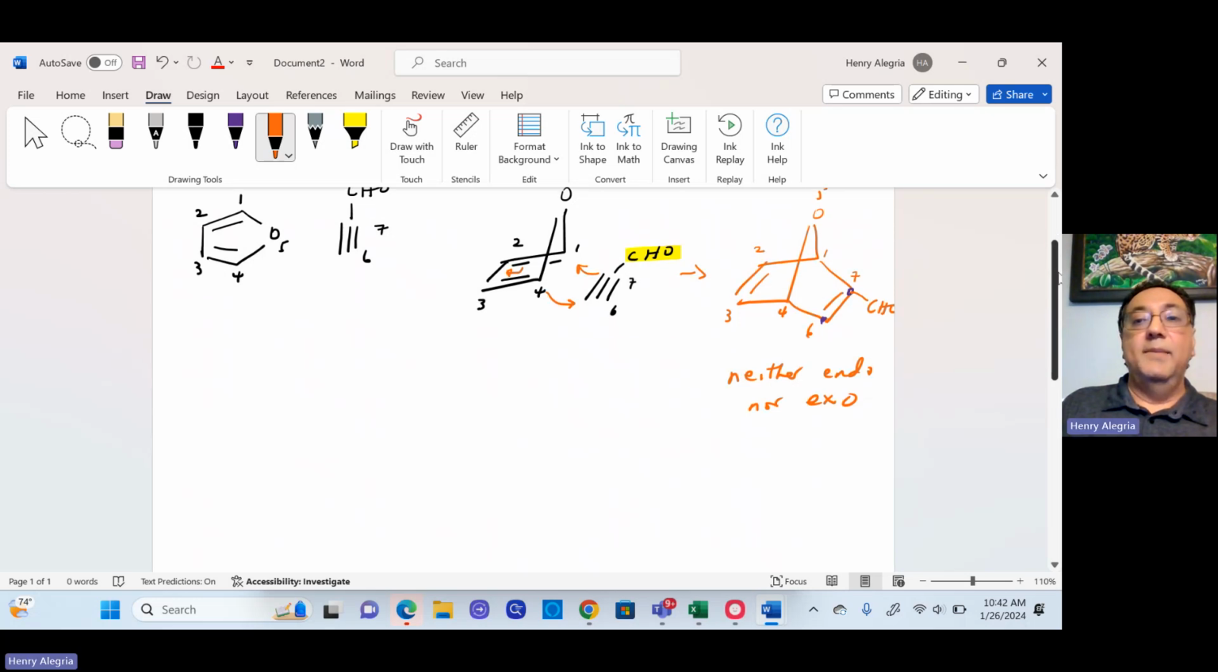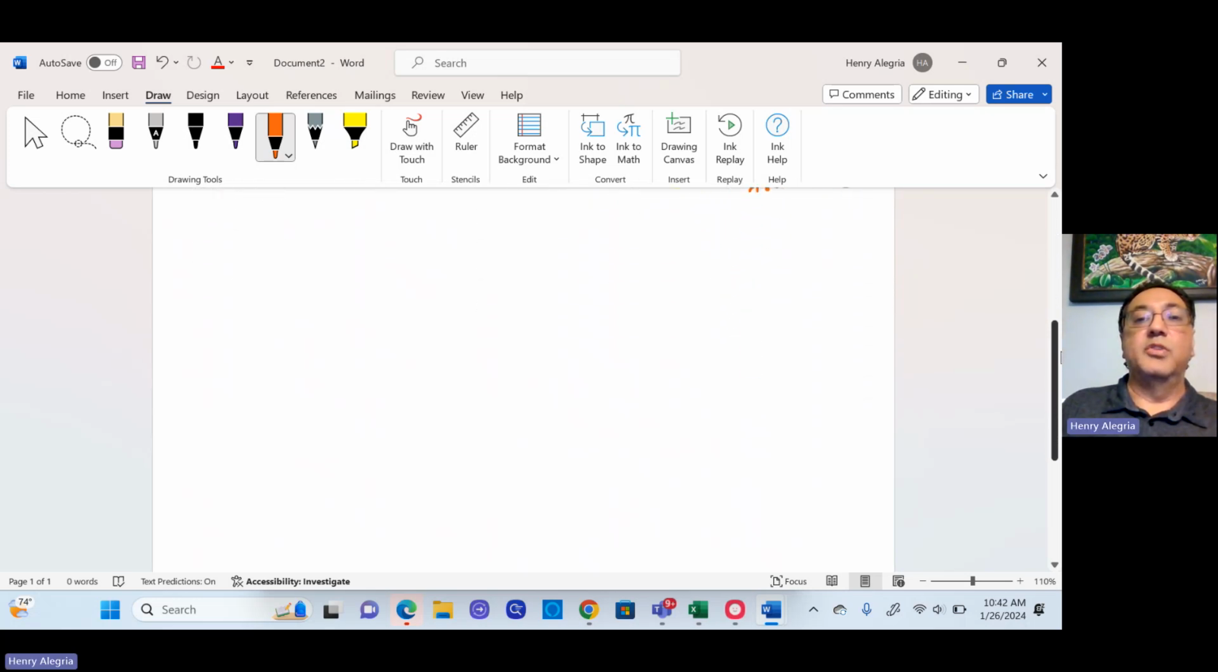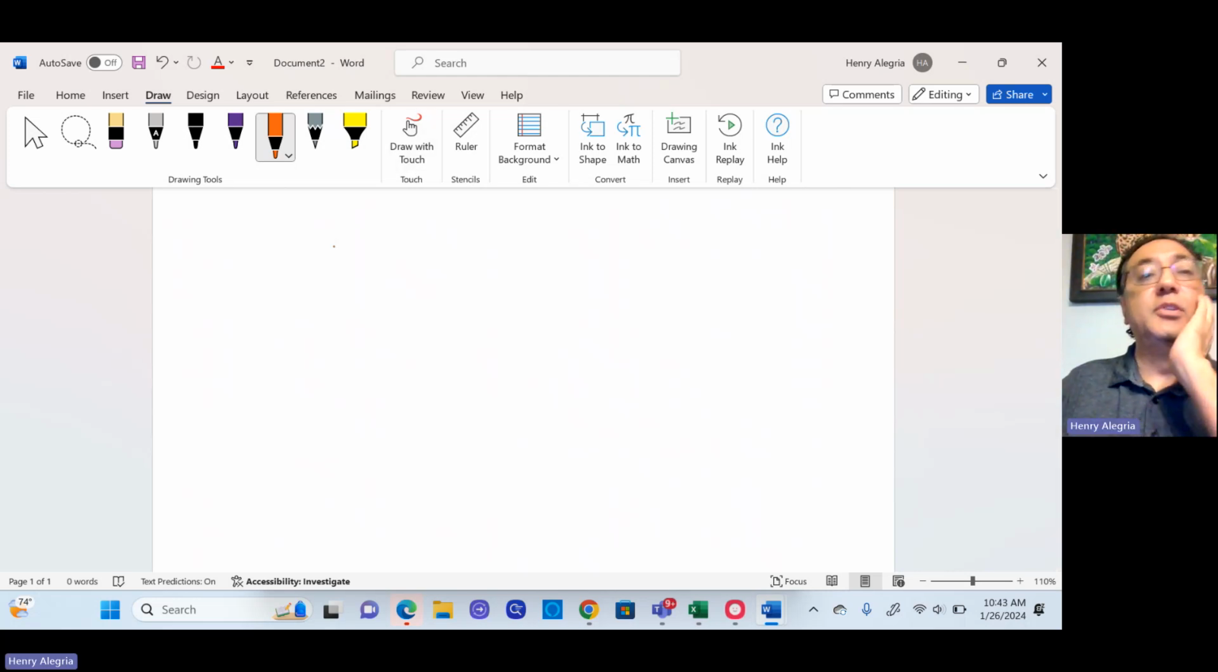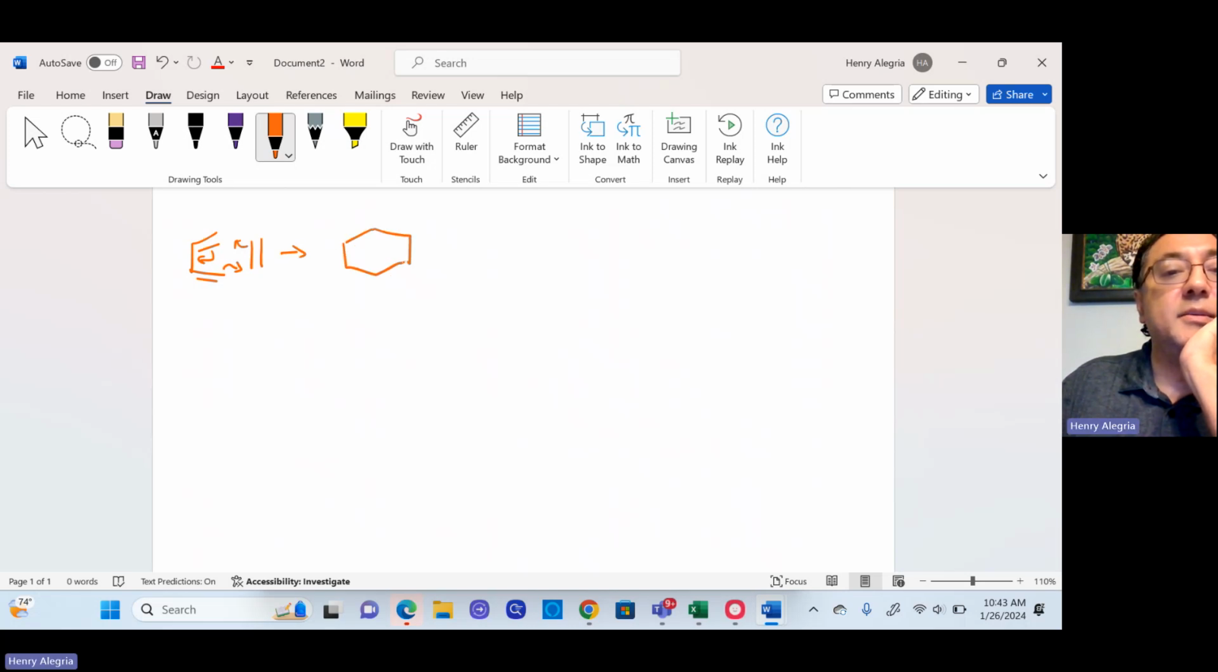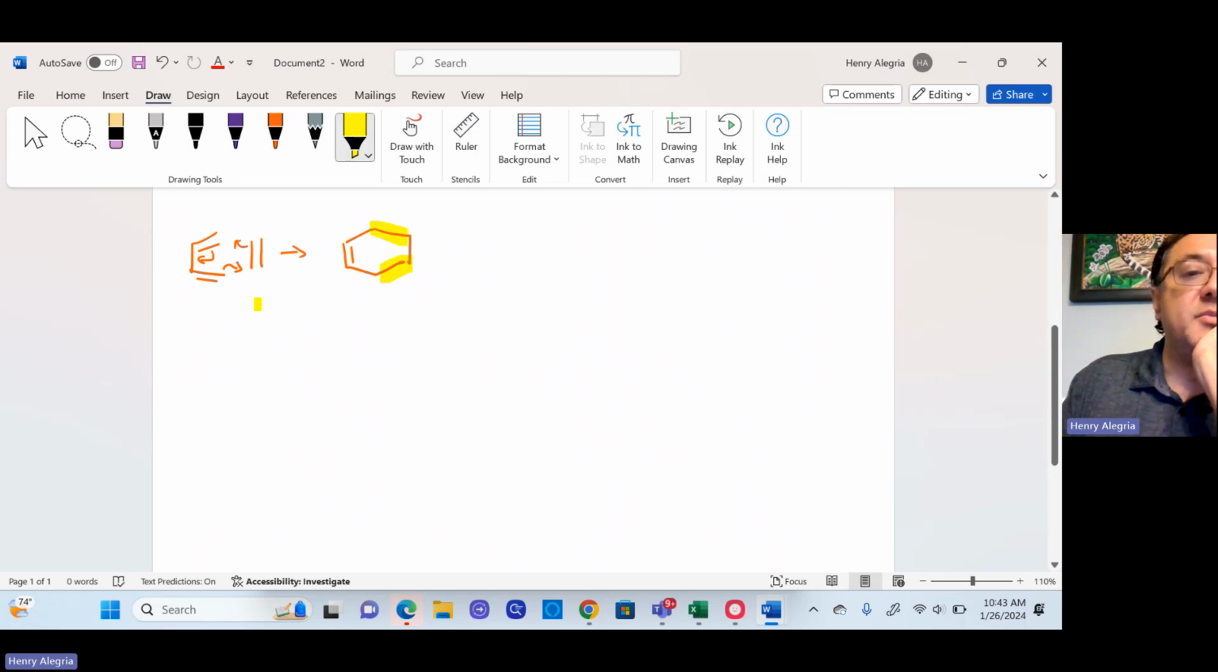Now, why is there a preference for substituents to be in the endo orientation? Let me try to draw it for you. First of all, let's remind ourselves, and we can do it just with this regular diene. This is the reaction that happens, and therefore I end up getting this product. So notice this bond is formed, that bond is formed.